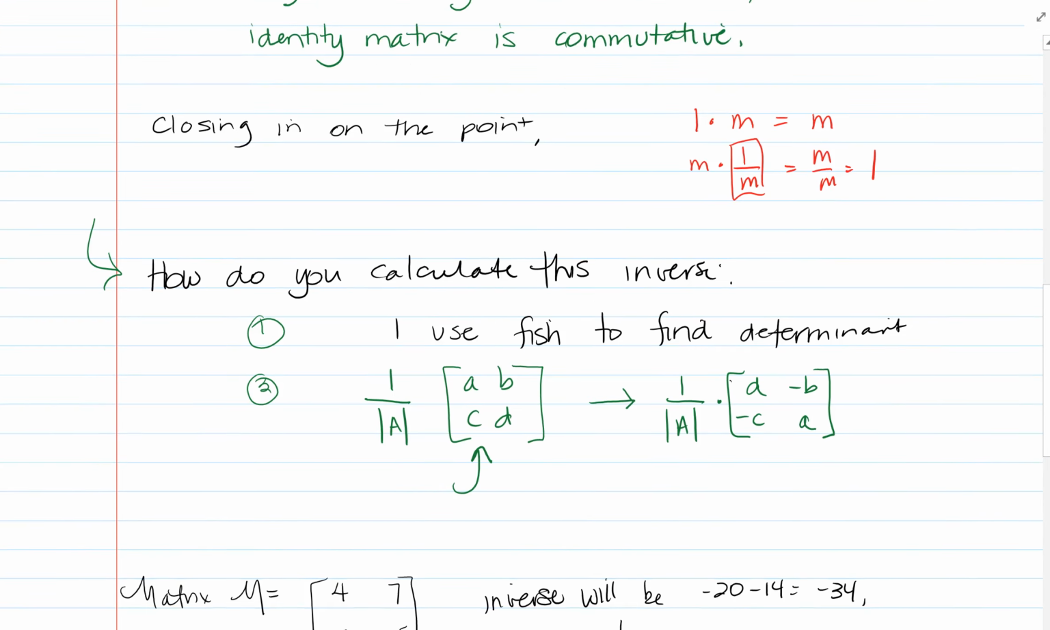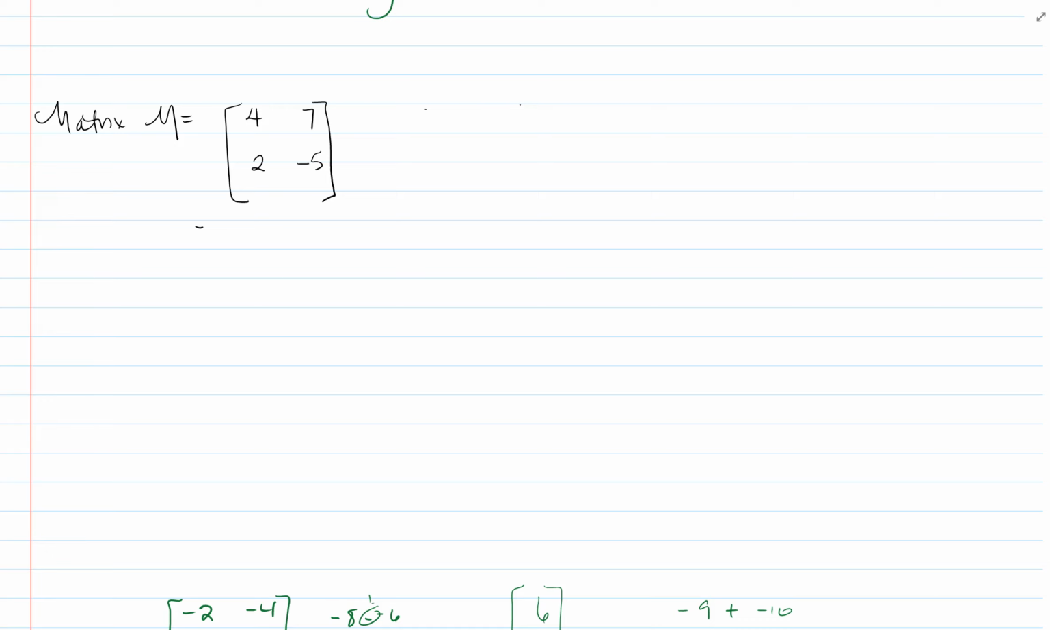All right, so I'm going to do one for you. Here we go. Matrix M. Step 1, find the determinant. So, to determinant. I'm assuming you understand what I mean. So this is going to be negative 20 minus 14, which is negative 34. So this equals negative 34.